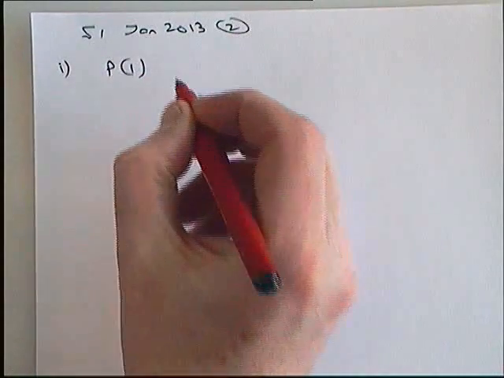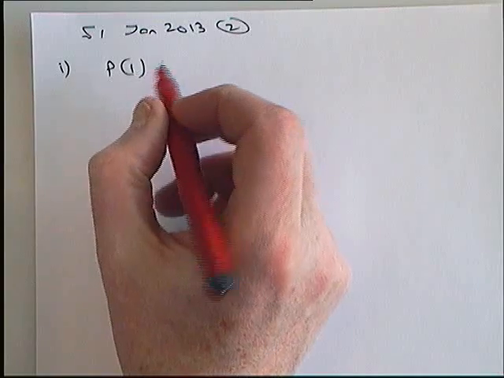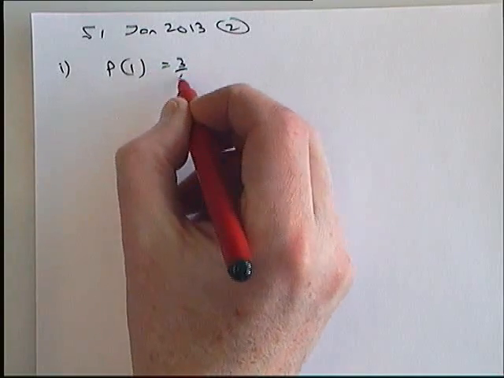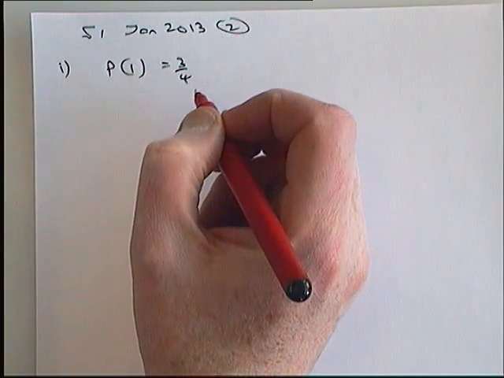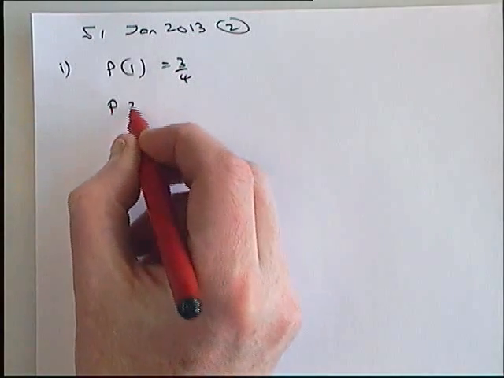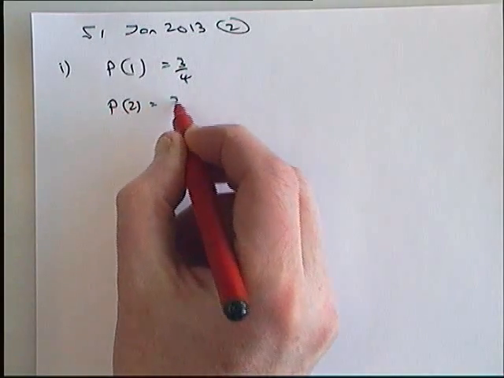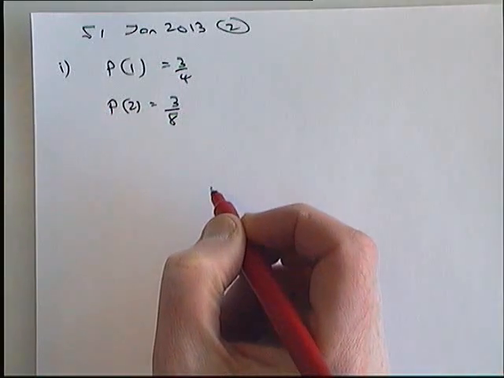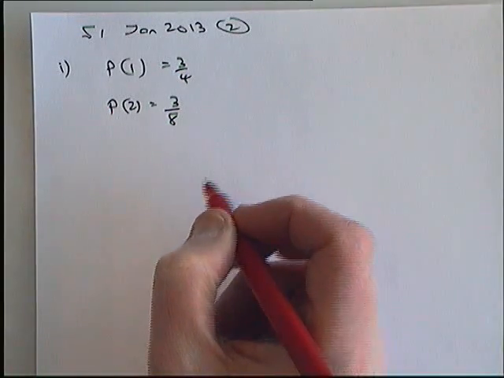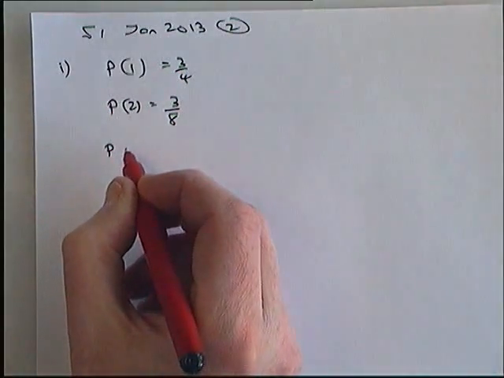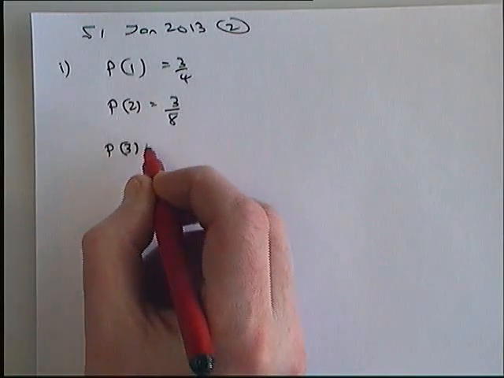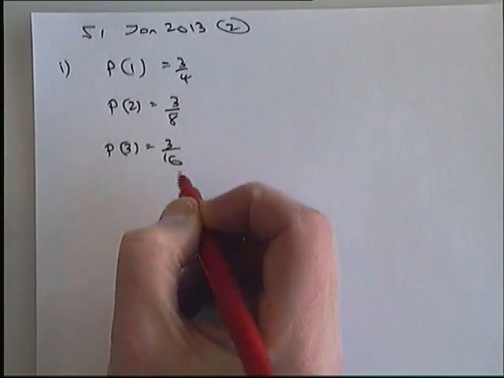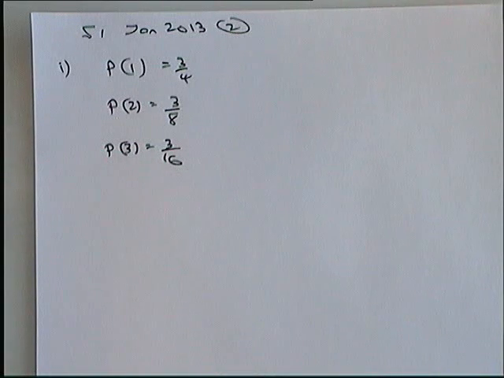So I'm going to denote that as probability of she succeeds on attempt 1, 3/4. If she fails on her first attempt, the probability she succeeds on her second attempt is 3/8. If she fails on her first 2 attempts, the probability she succeeds on her third attempt is 3/16. We have to find the probability that she succeeds, and she's only allowed these 3 attempts.